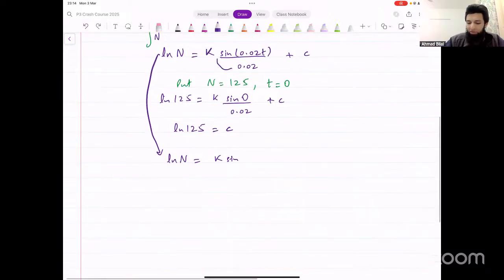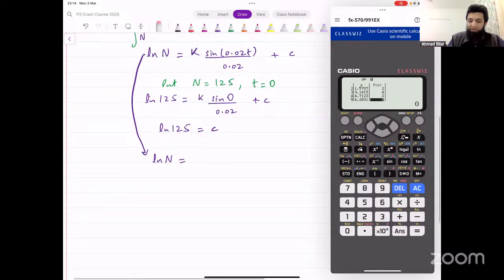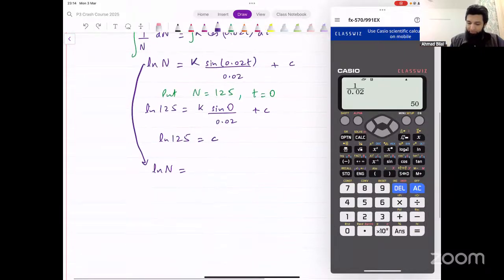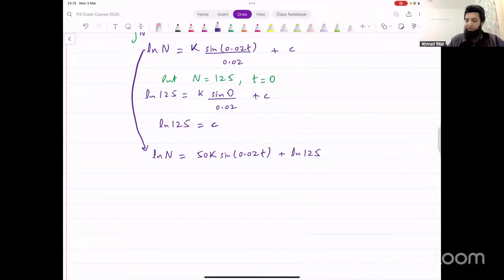By the way, if I want to bring this in the numerator, I can do that. How would that work? 0.02 is in the denominator right now, right? We can simplify this. 1 over 0.02, right? What's that? That's 50. So I can write this as 50k into sine of 0.02t, right? So I've simplified this. 1 over 0.02, that's 50. I can write 50 instead of this in the numerator, plus c, which is ln of 125. This is what we wanted to do.